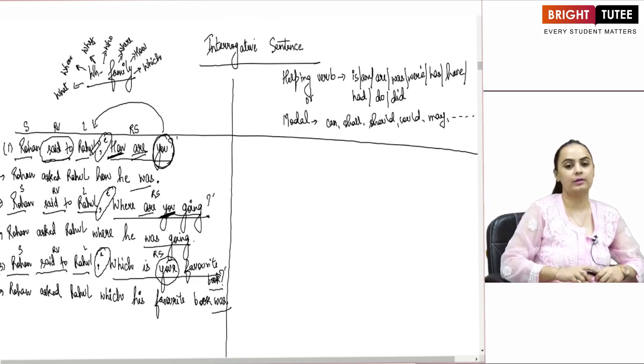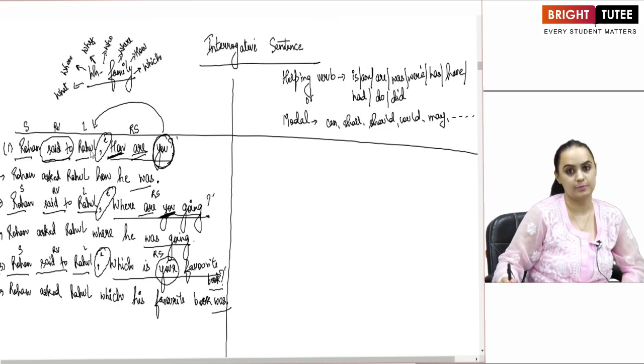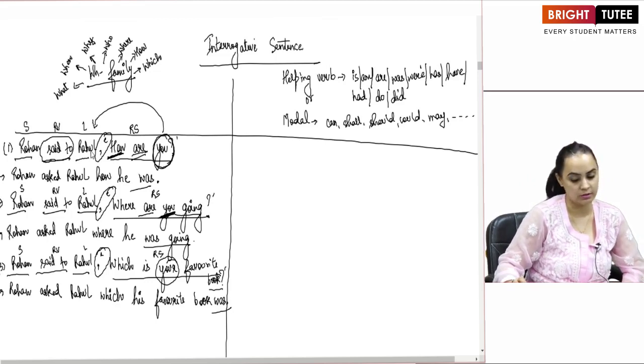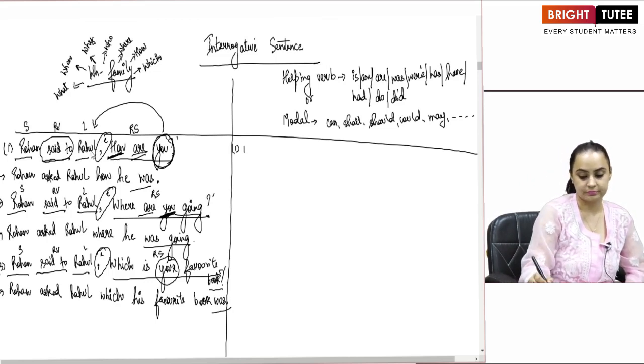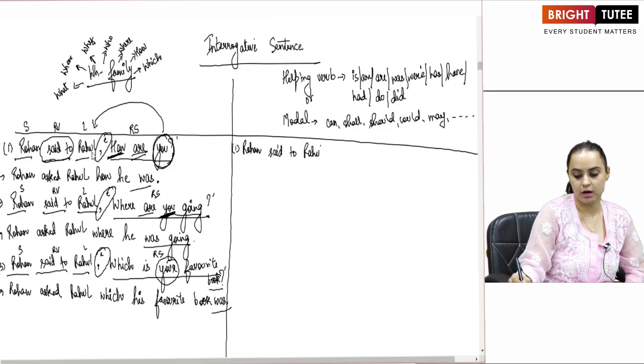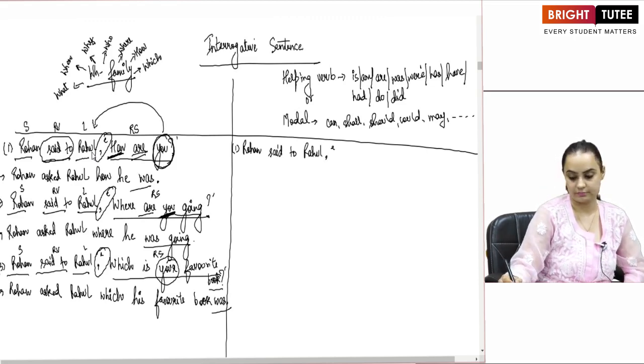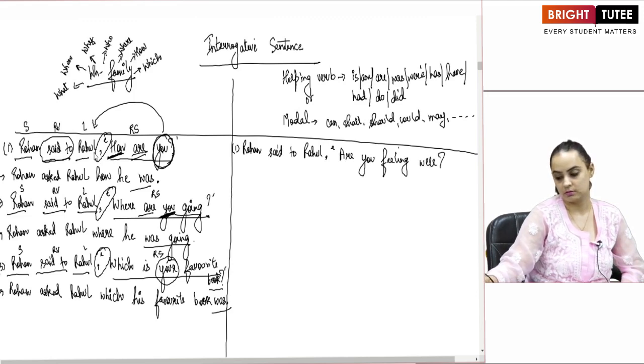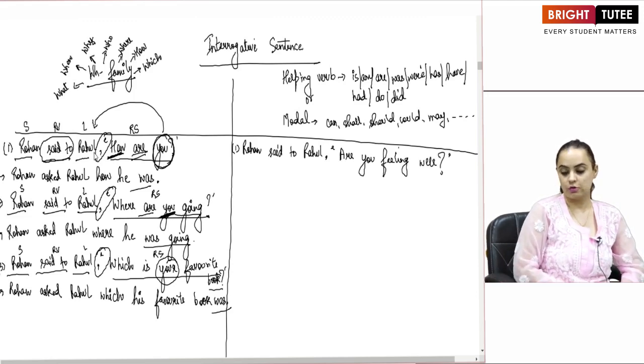Now let us talk about the examples of the other type of interrogative sentence, that is those sentences which begin with either a helping verb or a modal verb. So, Rohan said to Rahul, "Are you feeling well?" So, what do we do?